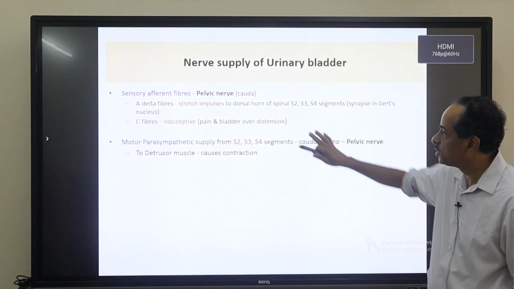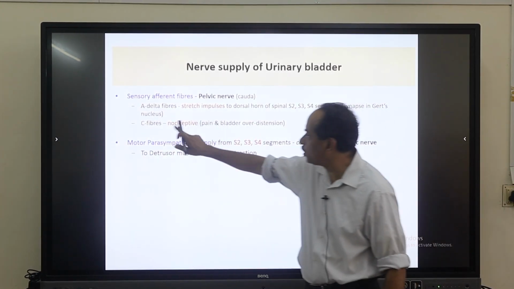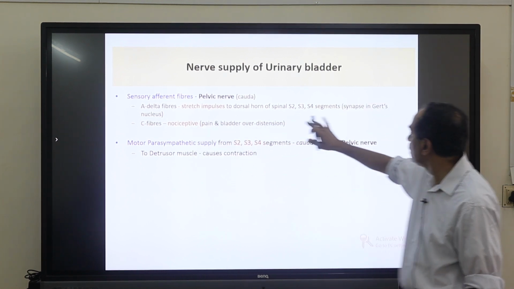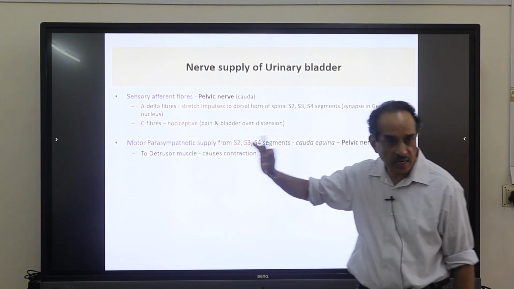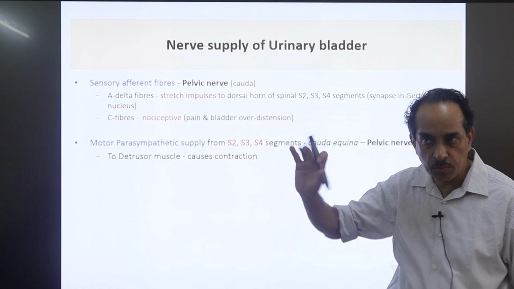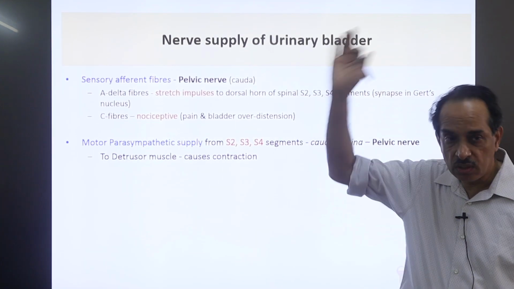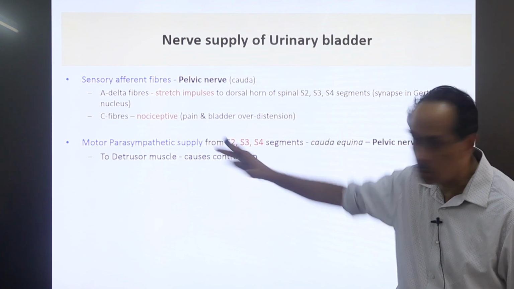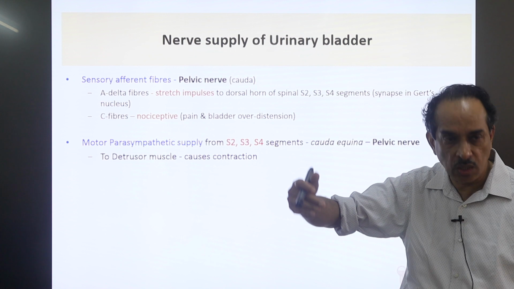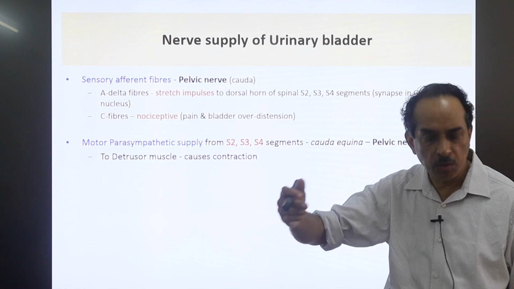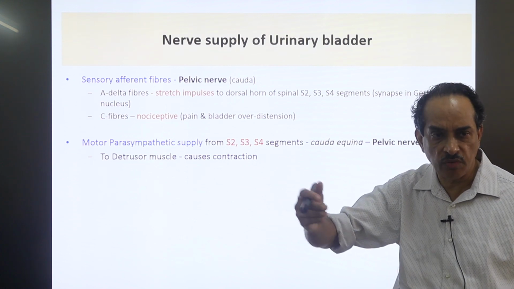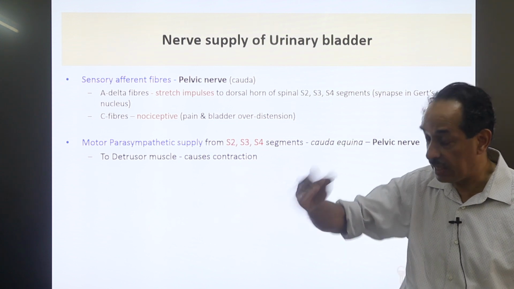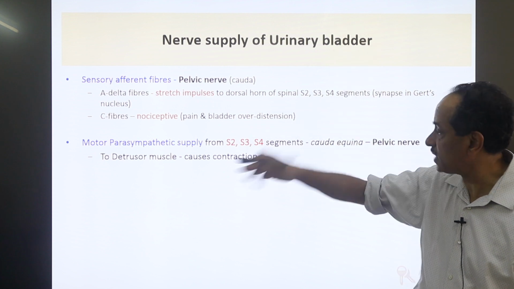So you understood the pathway now. You know all these things. A delta fibers constantly carry the stretch impulses to the dorsal horn, to synapse in the Gertz nucleus on the lateral part of the posterior horn, and from there it goes to the periaqueductal gray matter and not to the cortex. Whereas the C fibers go to the dorsal column. Usually the C fibers go to layers 1, 2, 5 and 8 of the Gertz nucleus, dorsal horn. From there it goes to the cortex.